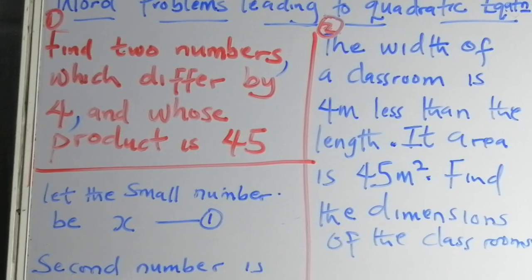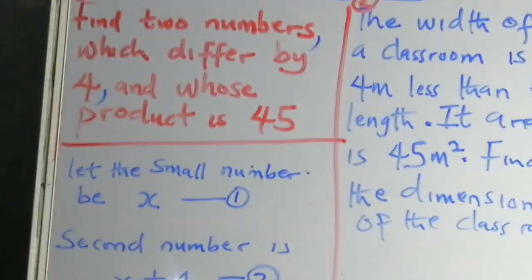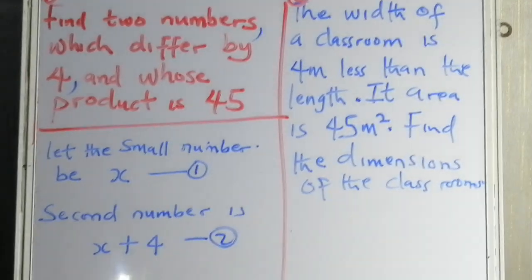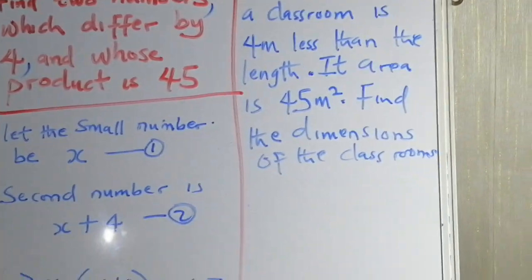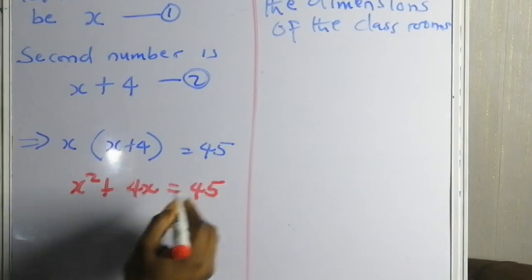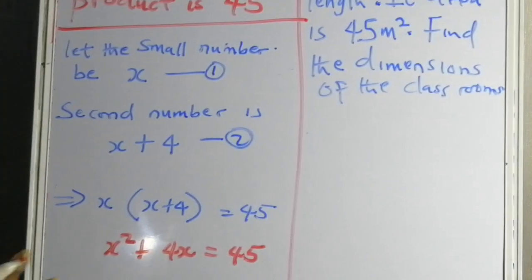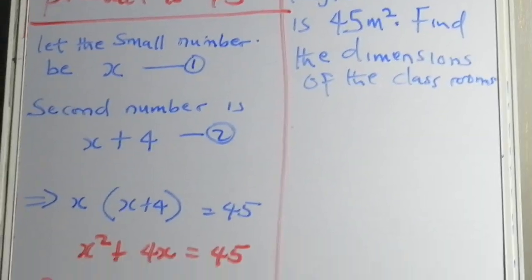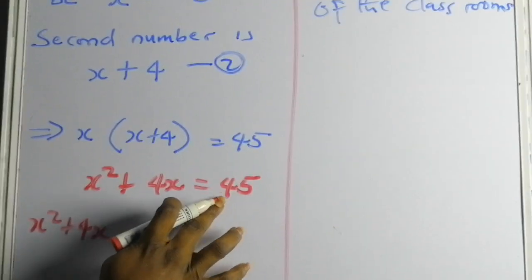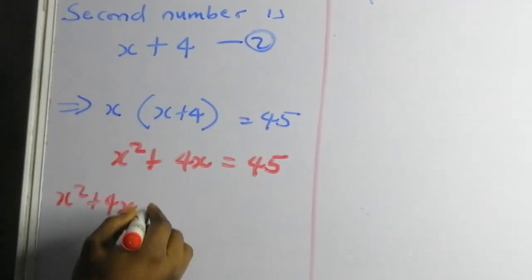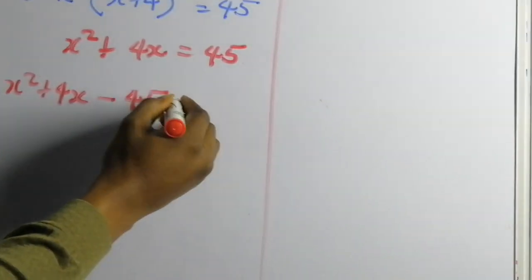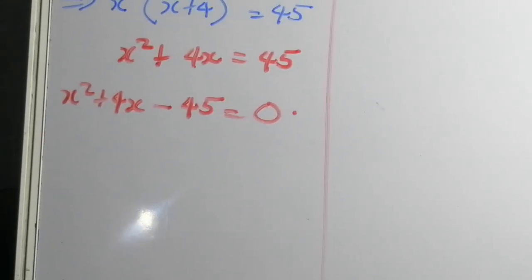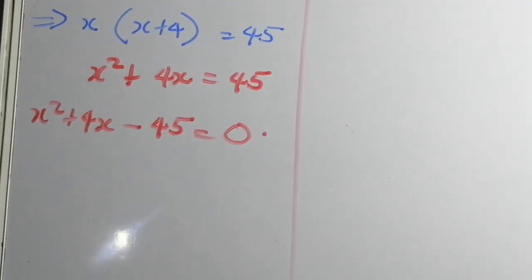So in order to avoid wasting time, look at this now. This is x times x, x squared. This is x times 4, 4x, is equal to 45. You see that it's looking like a quadratic equation now. So x squared plus 4x equals 45. Moving 45 over, it changes to x squared plus 4x minus 45 equals 0. So I can use factorization to solve this.